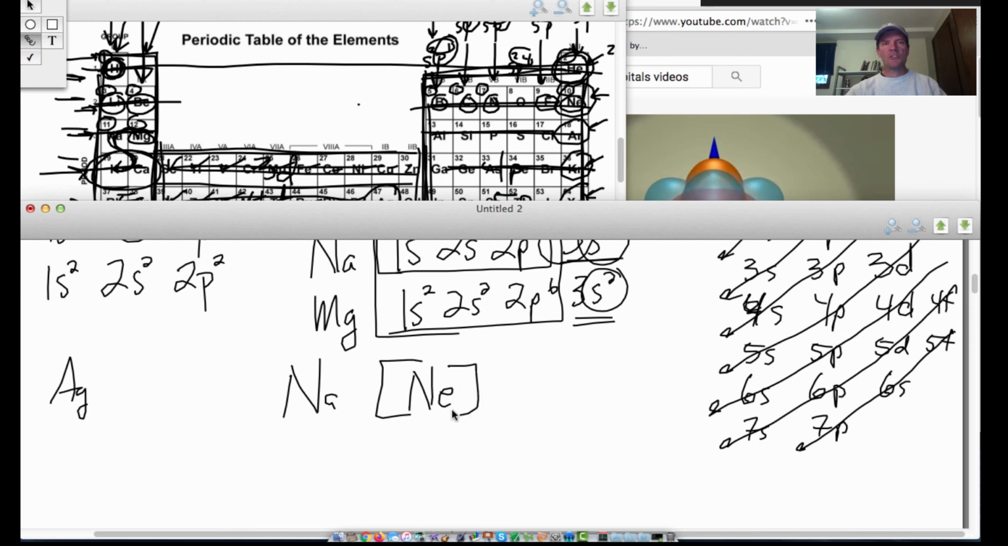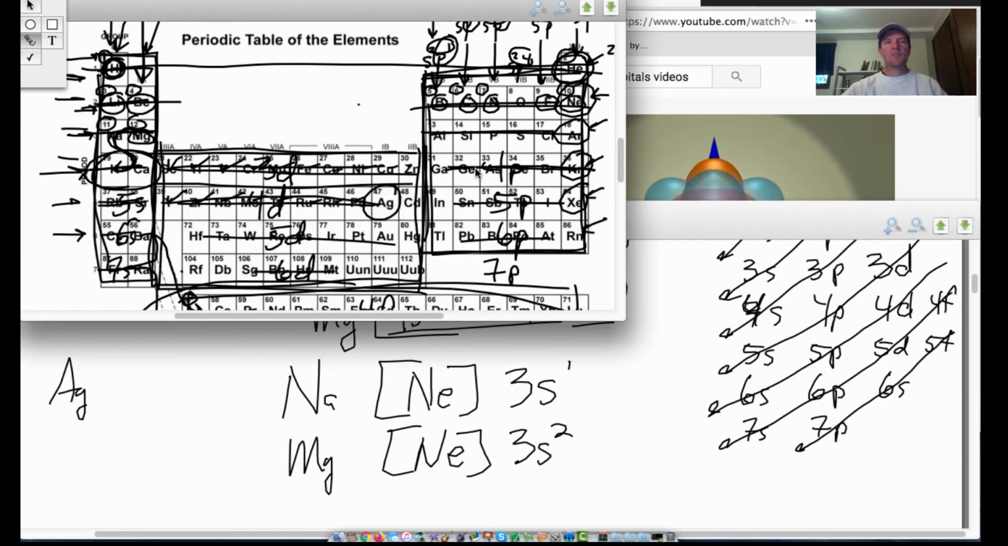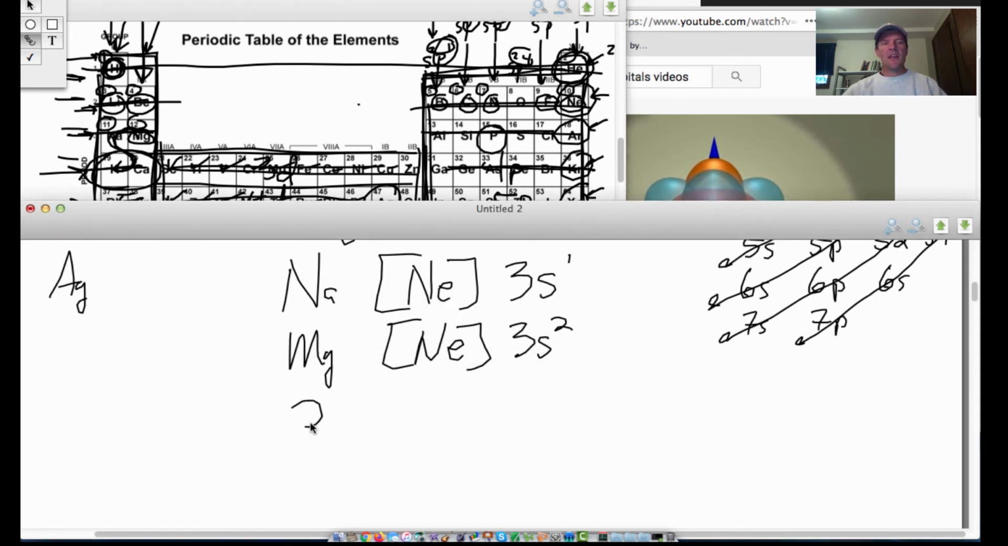So the abbreviated version for sodium could be, I just write the symbol for neon. Remember, you can only use the symbol for the noble gases. And then you add on whatever you need in the next row to give you the completion of that electron configuration for that element. In this case for sodium, 3s1. For magnesium, it would be everything that neon has plus 3s2. Okay? So if I wanted to do, for example, phosphorus. Phosphorus would be everything that neon has plus 3s2, and we're here 3 columns into the P block, so 3p3.